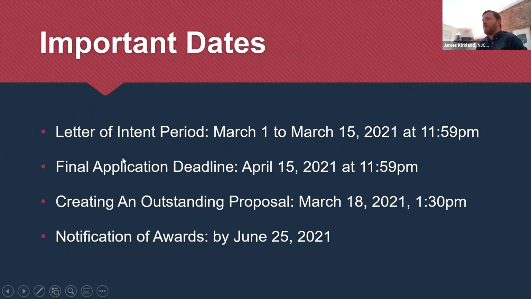Important dates. Remember, the letter of intent period opens on March 1st and closes on March 15th at 11:59 p.m. This is required. If you do not submit your LOI in time, you will not be able to submit a final application. Final application deadline: April 15th, 2021, 11:59 p.m.